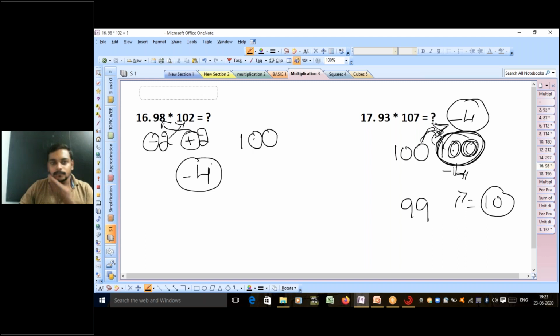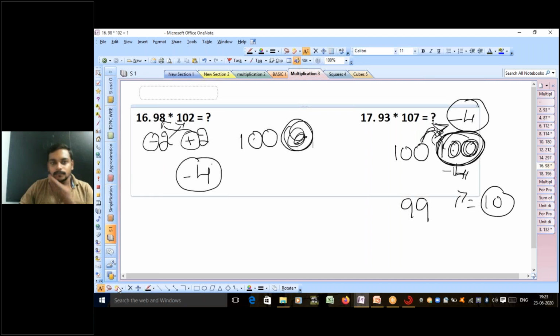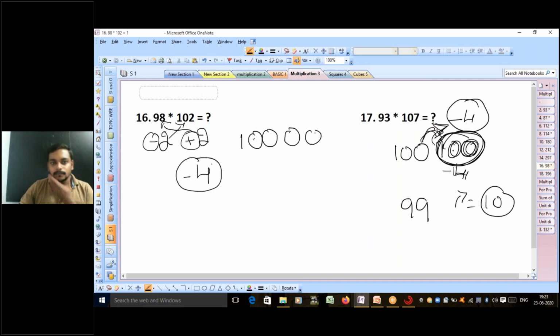We have to subtract 4 from this number. Here we don't have any number, so for that you have to take carry forward. Instead of that, just put 2 zeros in front of this number. So from 10,000 we have to subtract 4. If we subtract 4 from 10,000, the answer is 9996.